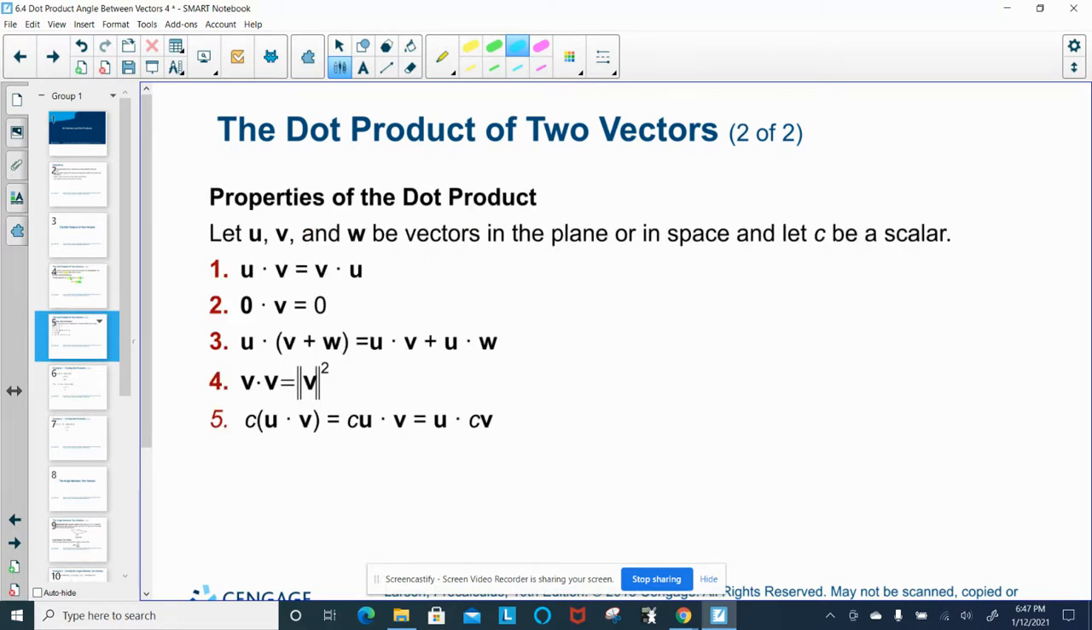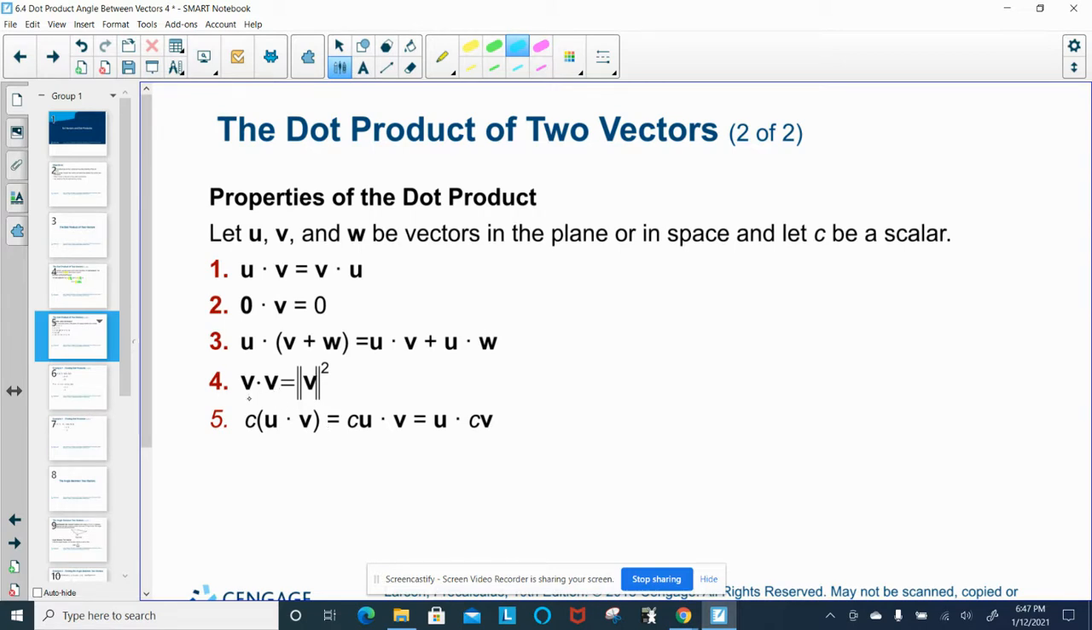These are properties of the dot product. They won't surprise you that the dot product is commutative. It has a zero product property. It is associative, and you can multiply it by a scalar.